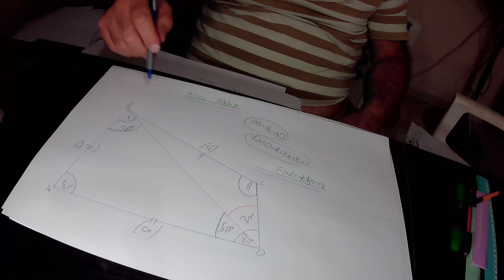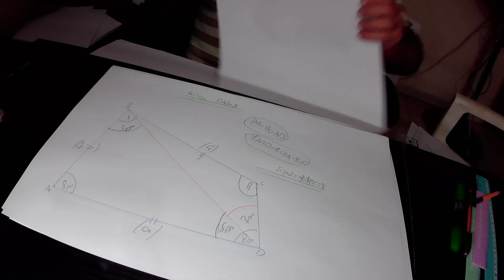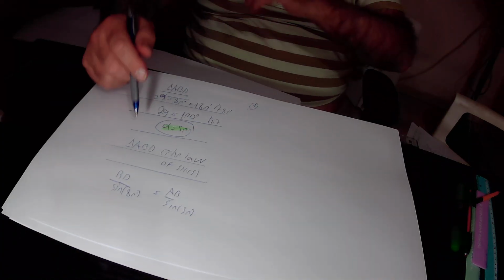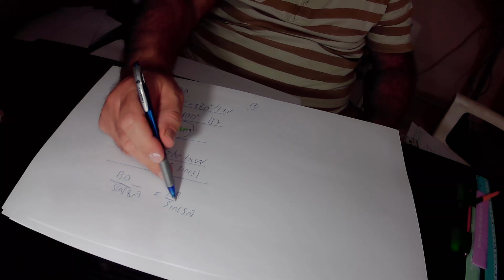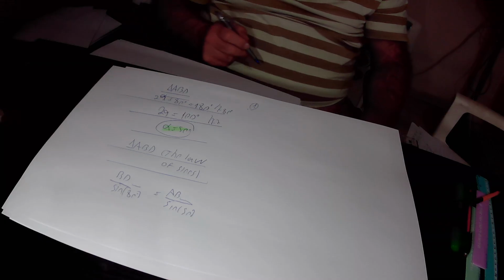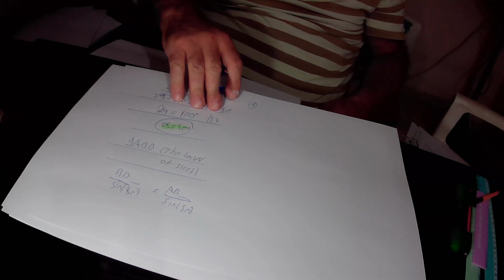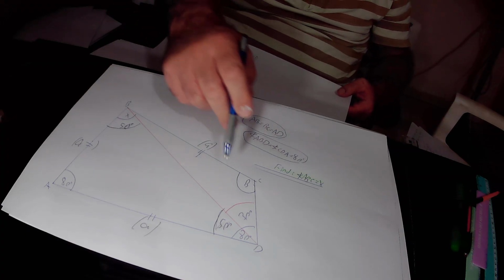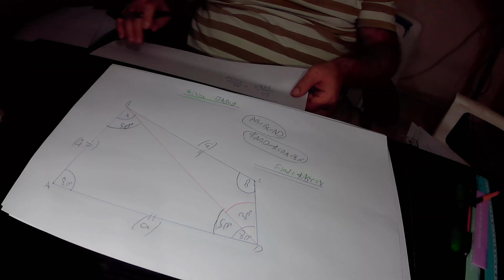Repeat again, this line ABD. According to the law of sines, BD over sine 80 degrees equals AB over sine 50 degrees. BD is the missing side, so we leave it as it is, BD.